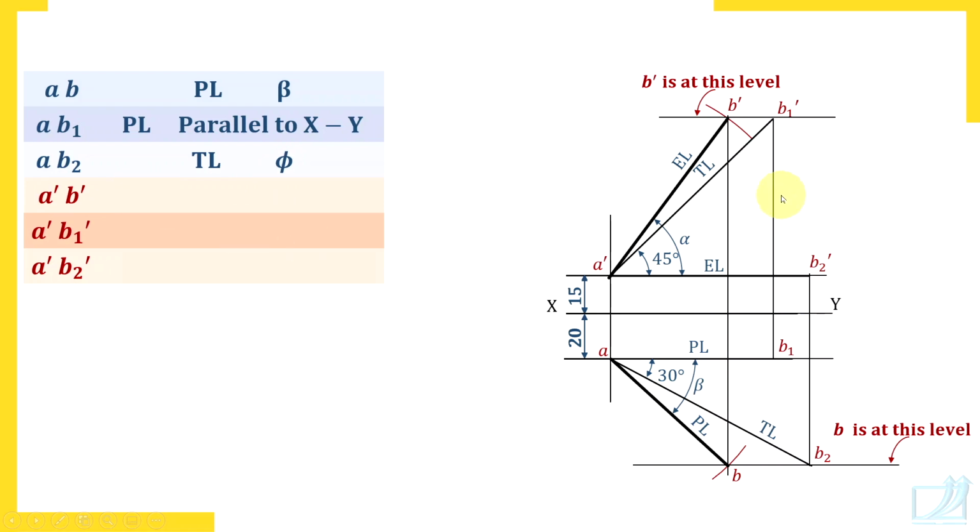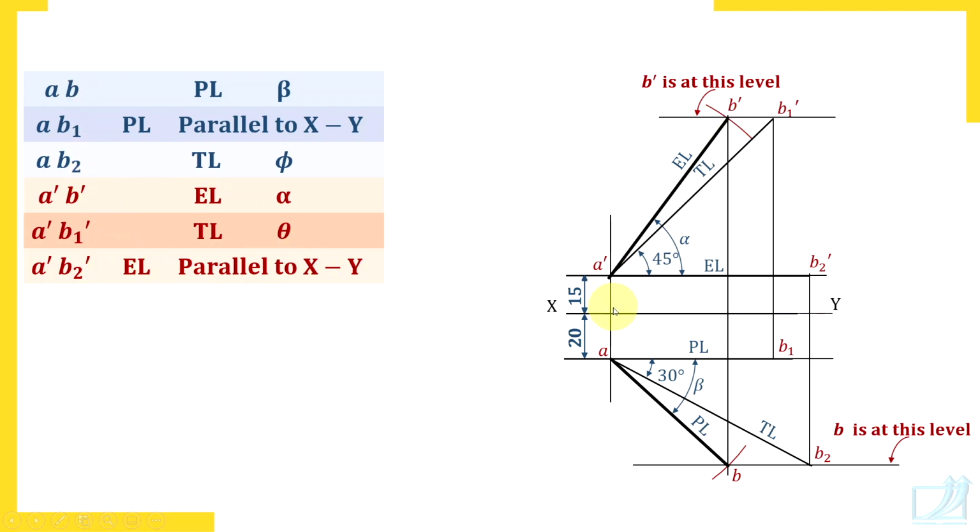A dash B dash has length EL and inclination alpha. Check, alpha is angle made by front view with XY line. A dash B1 dash has true length and true inclination. In this problem, the true inclination theta with HP is 45 degrees. And A dash B2 dash has length EL and it is parallel to XY line. Three top views, three front views.